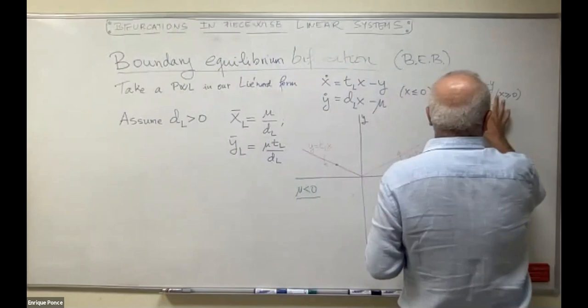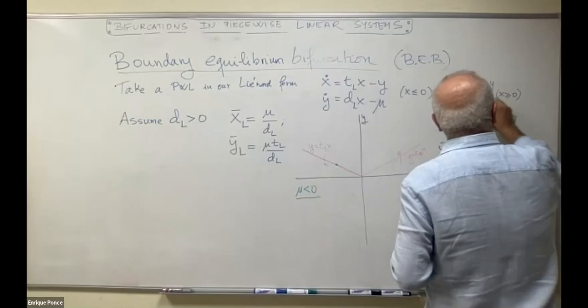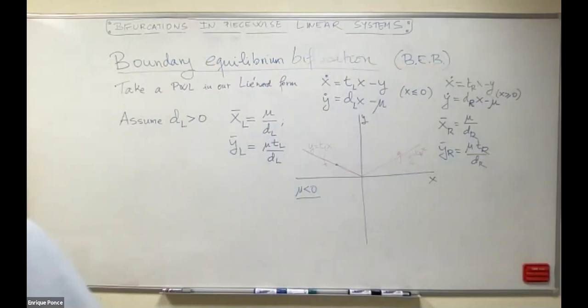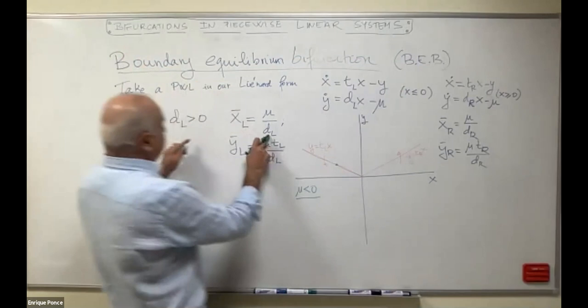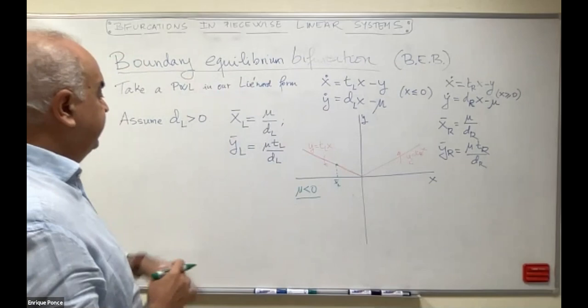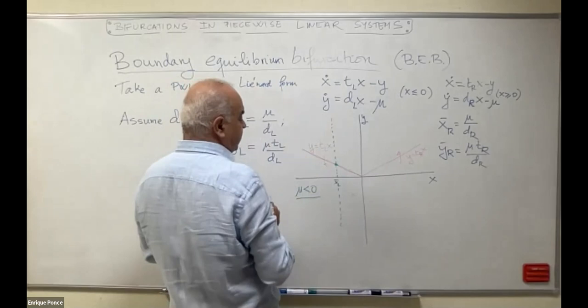Let us write this with more generosity. Then I said, if mu is negative, then as I assume that this determinant is positive, you have this value for XL, and then the equilibrium point is here. And in fact, this is the horizontal null plane for the left system.